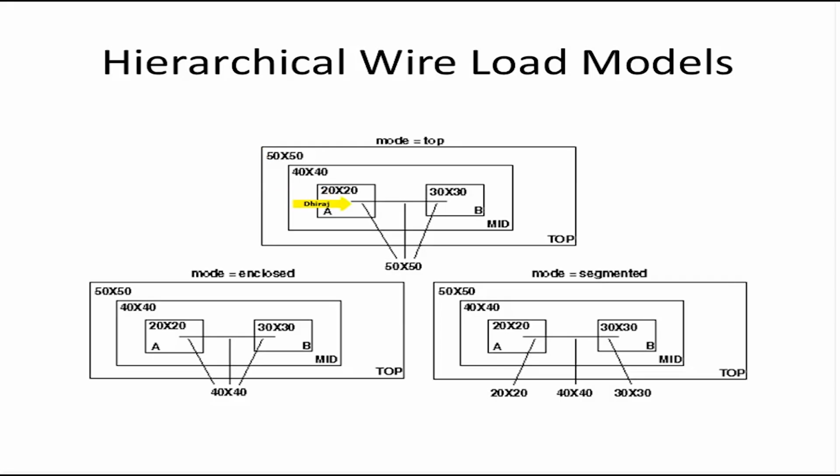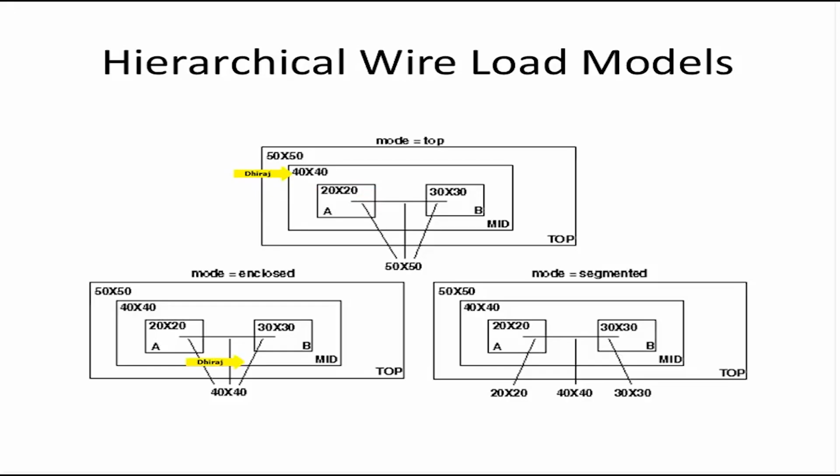Now, when we talk about this net, if we set the wire load mode to be top, DC will still choose a 50 cross 50 model for this net, since we said it's top. For any net in the design, it will not choose 20 cross 20, 30 cross 30 or 40 cross 40. Obviously, this is more pessimistic in nature and it is very simple as far as the implementation goes.